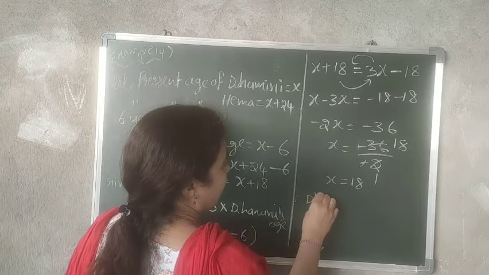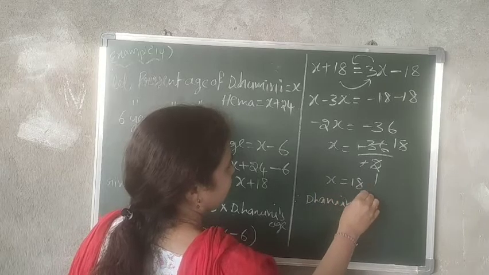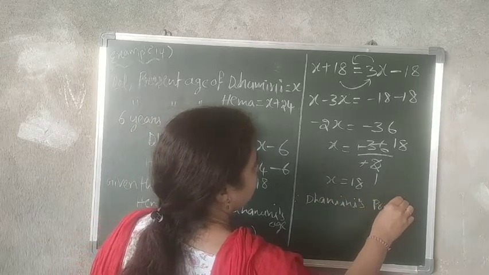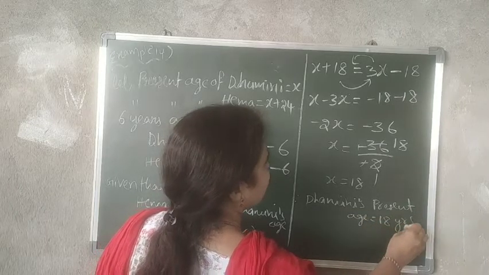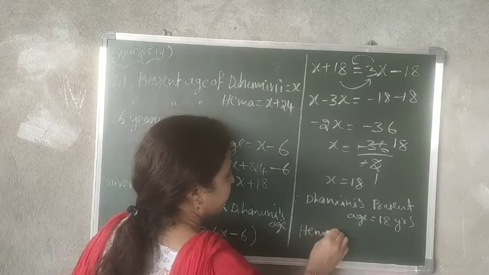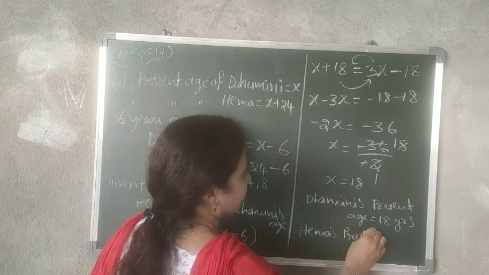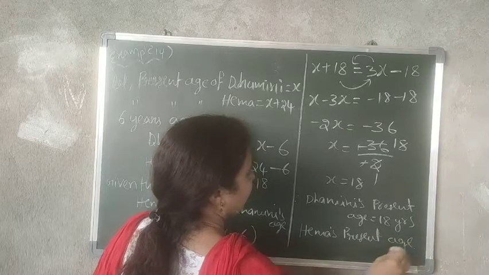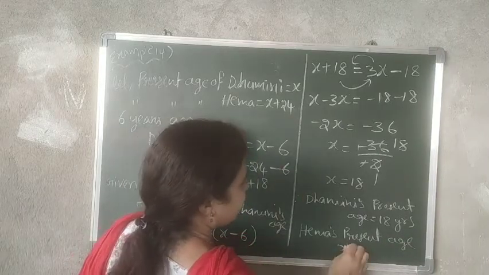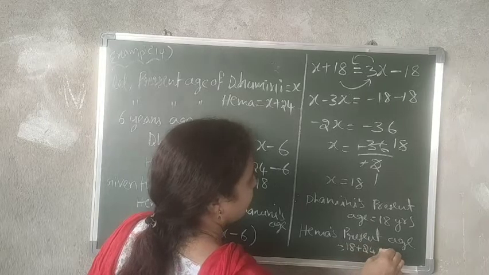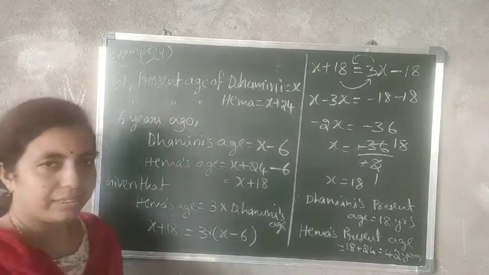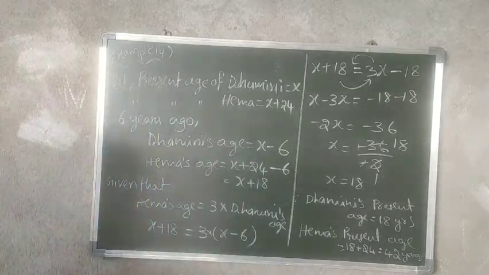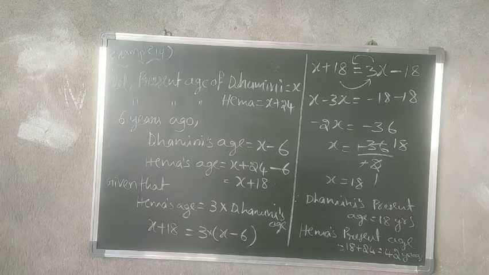Therefore, Dhamini's present age is 18 years and Hema's age is equal to x plus 24, that is 18 plus 24, 42 years. Okay. So that is example 14. Next we have example 15.